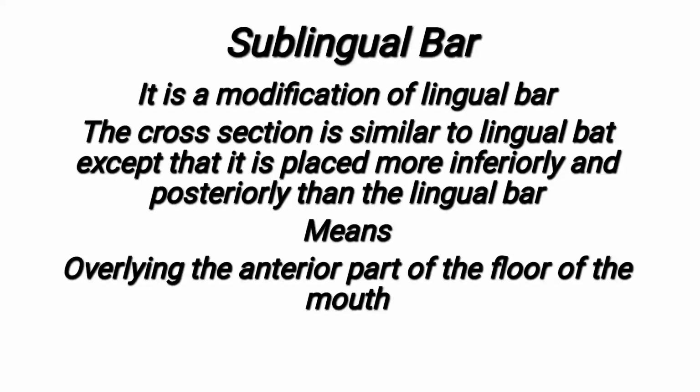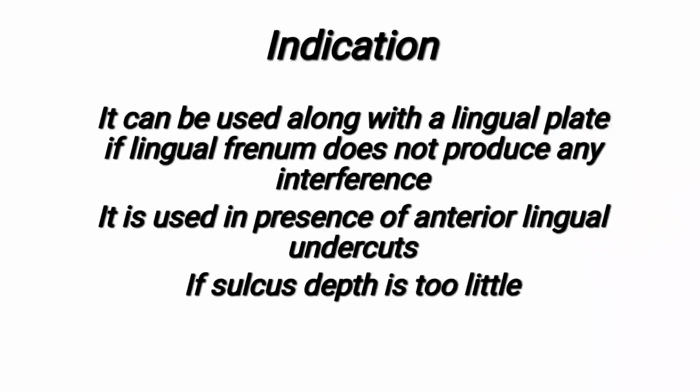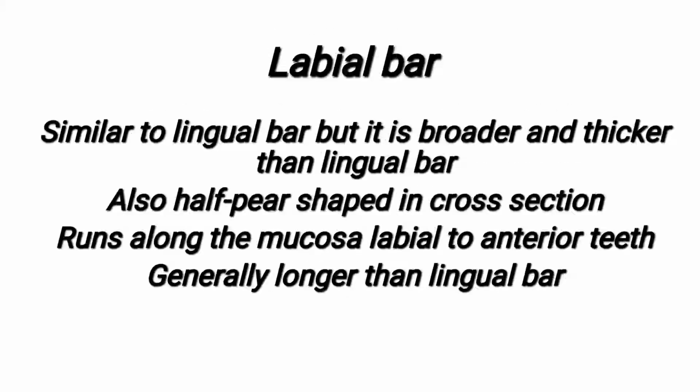Guys, this is bar, not bat. This is B-A-R bar. Except that it is placed more inferiorly and posteriorly than the lingual bar, meaning overlying the anterior part of the floor of the mouth. Indications of sublingual bar. It can be used along with the lingual plate. If the lingual frenum does not produce any interference, it is used in the presence of anterior lingual undercut. If sulcus depth is too little.